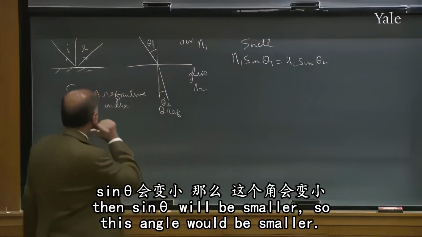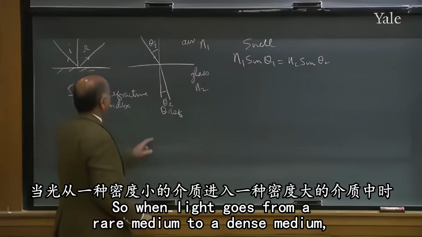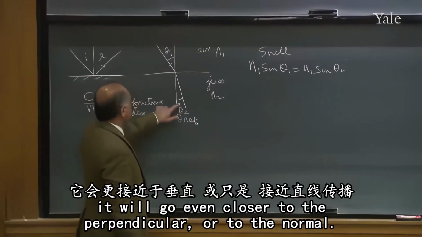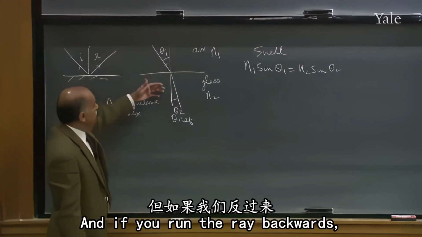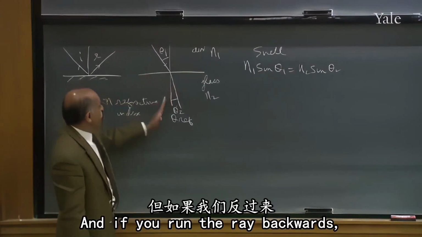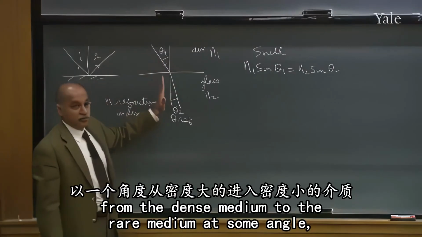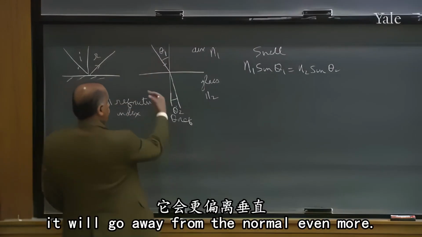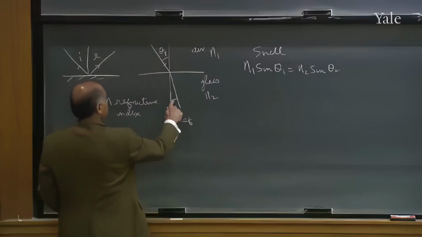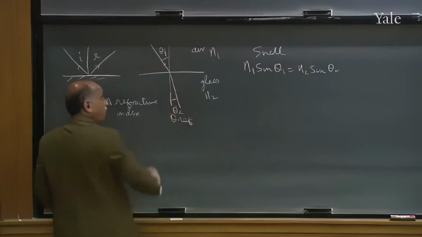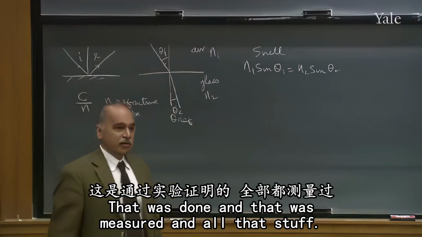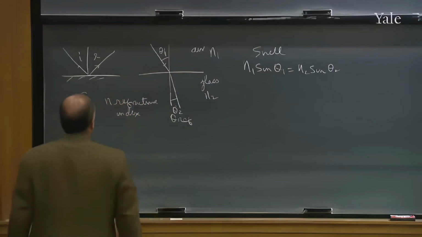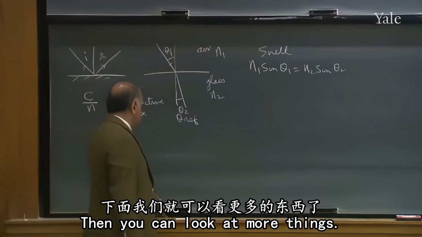The way to think of the law is if n2 is bigger, then sine theta will be smaller, so this angle will be smaller. So when light goes from a rare medium to a dense medium, it will go closer to the perpendicular, or the normal. And if you run the ray backwards from the dense medium to the rare medium at some angle, it will go away from the normal even more. So that was done and measured and all that stuff. Then you can look at more things.